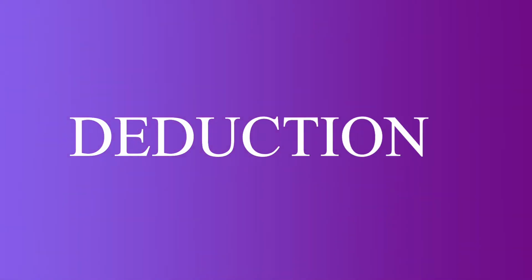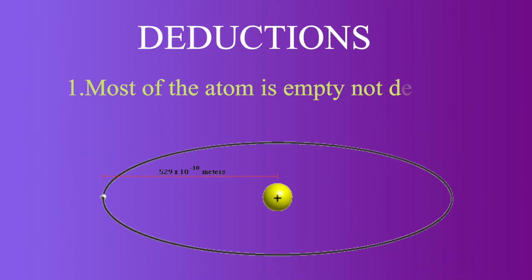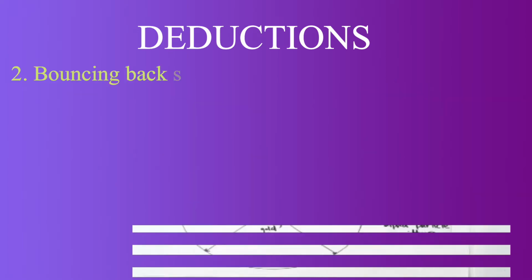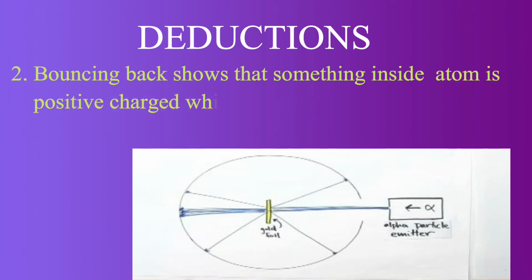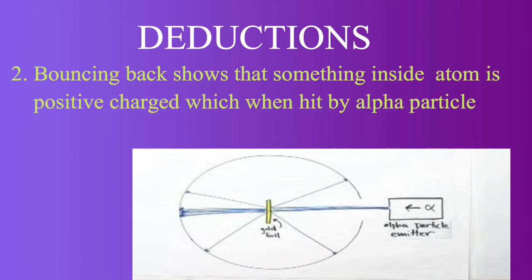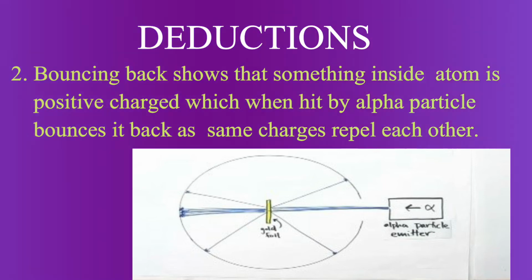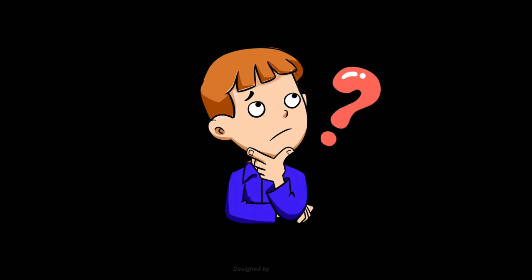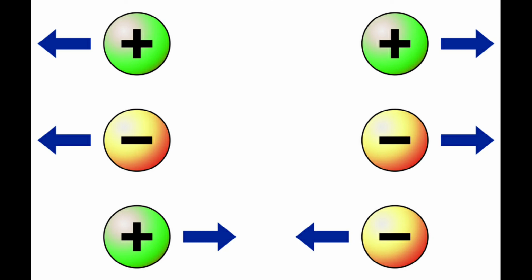Now they took out the following deductions from the experiment. Number 1, most of the atom is empty. It is not dense. And number 2, जब alpha particles bounce back हुए, इससे हमें ये पता चलता है कि atom के अंदर there is something which is positively charged, which when hit by alpha particle bounces back. क्या आपको पता है कि ऐसा क्यों होता है? जी बिल्कुल, क्योंकि सेम चार्जेस एक दूसरे को रिपेल करते हैं.